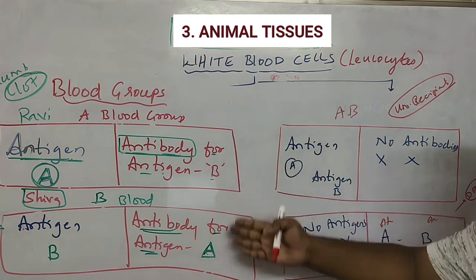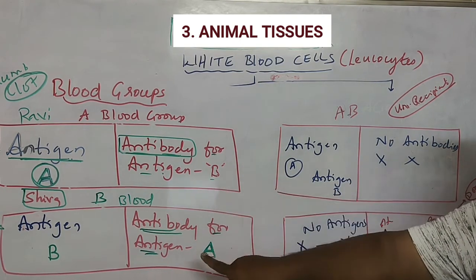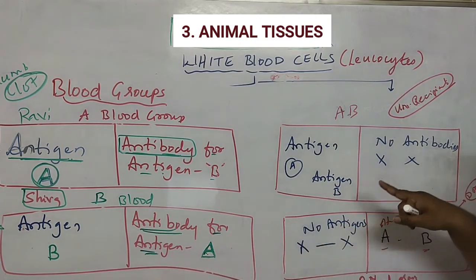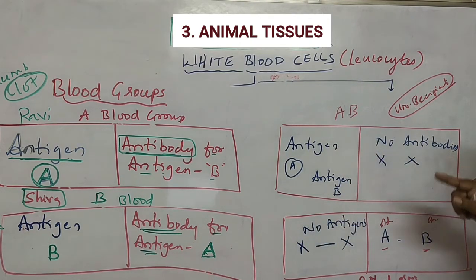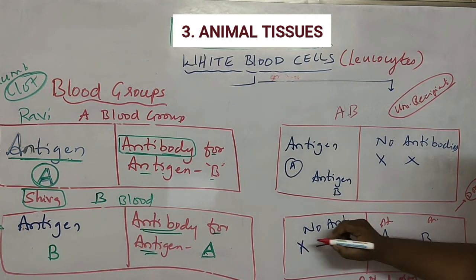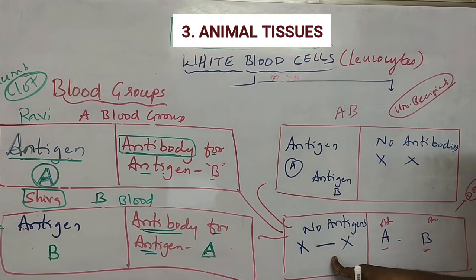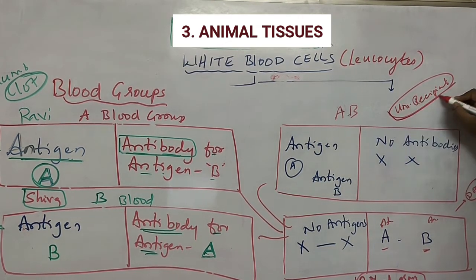Now, see here there is antibody for antigen B, here antibody for antigen A, here there is antigen, there are no antibodies here. So because they don't have antigens, if this blood is given to any of the blood groups, there is no antigen for any antibody to come and fight with. So that is the reason why these are called as the universal donors, whereas the AB blood group are called as the universal recipients.